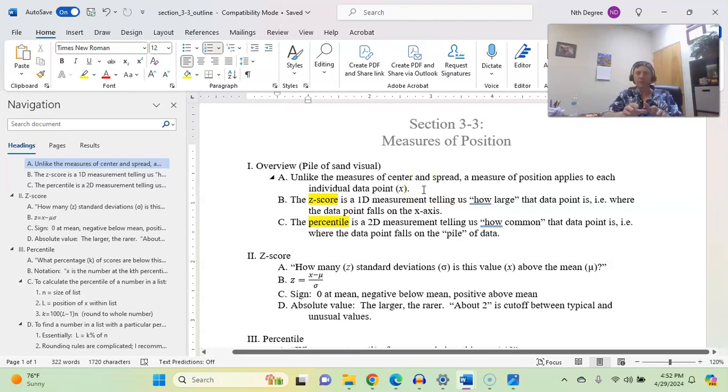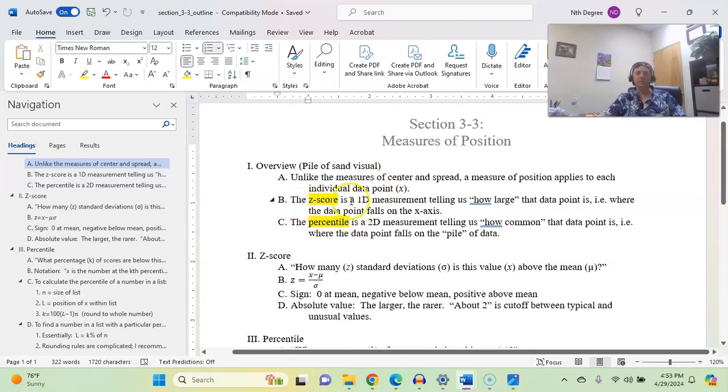A measure of position, on the other hand, is something that's going to describe only one number in that list of data. So if you have a list of thousands of numbers, every single one of those numbers has its own z-score and its own percentile. So what are these numbers for?